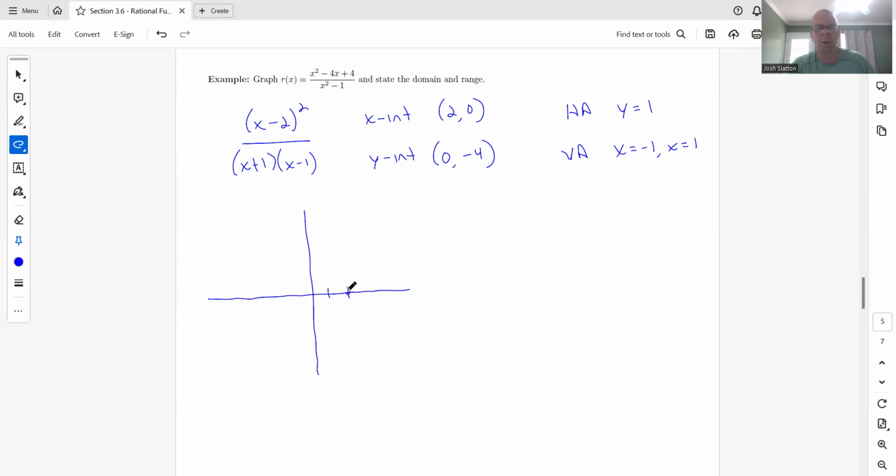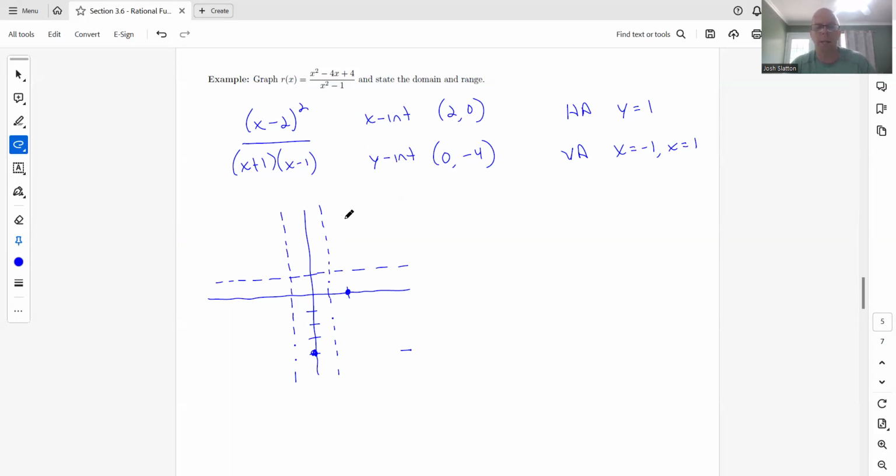So there is our x-intercept. Here is the y-intercept, not the horizontal asymptote. We have a horizontal asymptote at y equals 1. And we have vertical asymptotes at x equals 1 and x equals negative 1. And so now it's just a matter of seeing where everything goes.